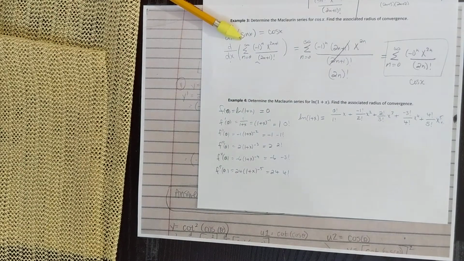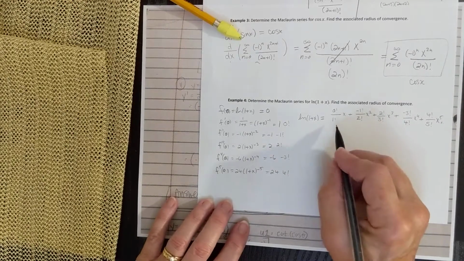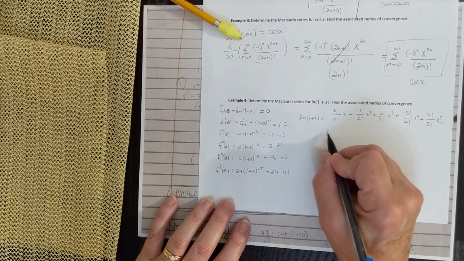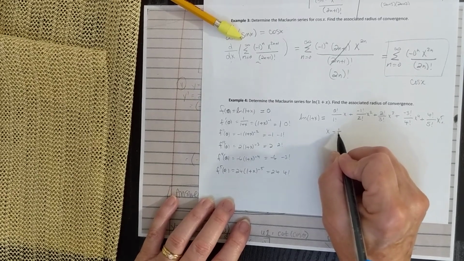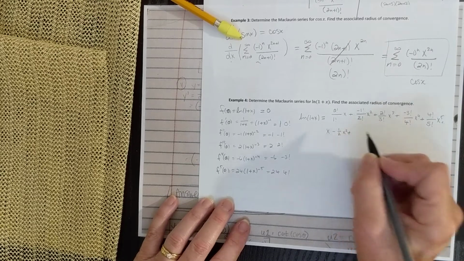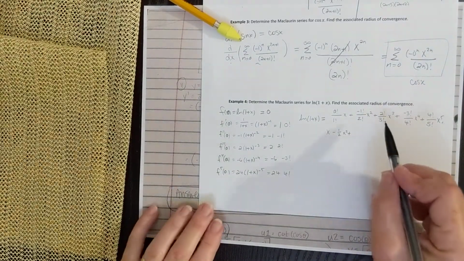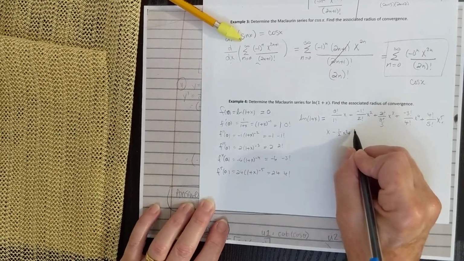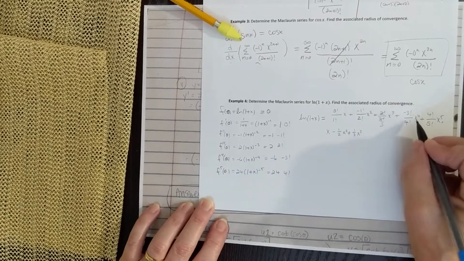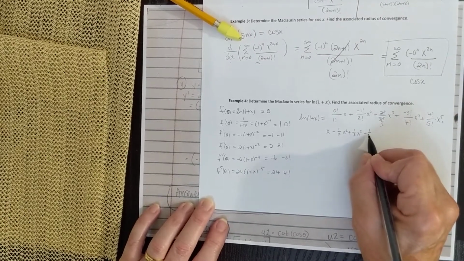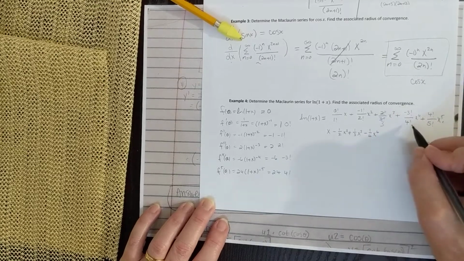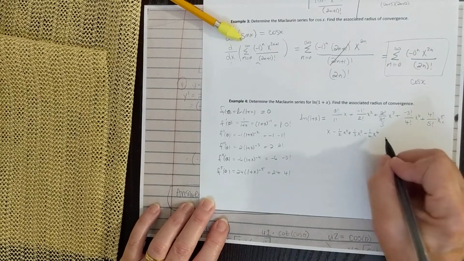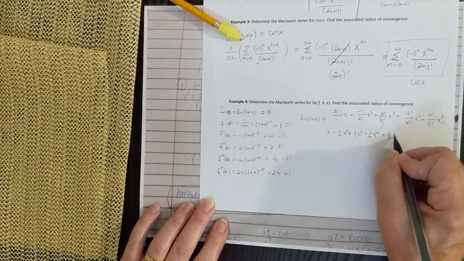So let's see if we can write our little pattern right here. What can we come up with? This looks like x minus 1/2 x squared plus, I can cancel out the 2 factorial, I just have a 3 right there, so plus 1/3 x cubed. This is going to simplify down to negative 1/4 x to the fourth, because the 3 factorial cancels out, plus 1/5 x to the fifth.